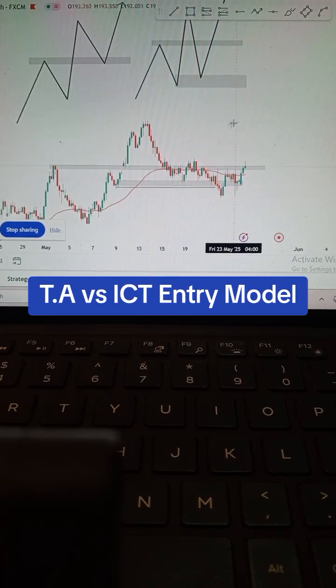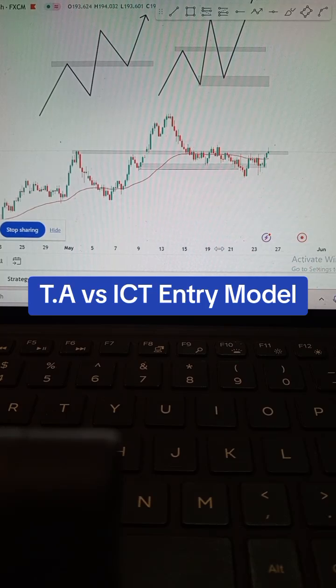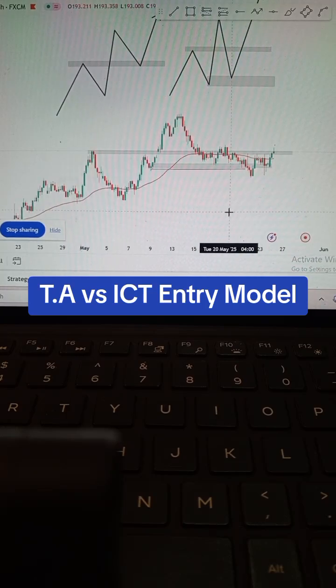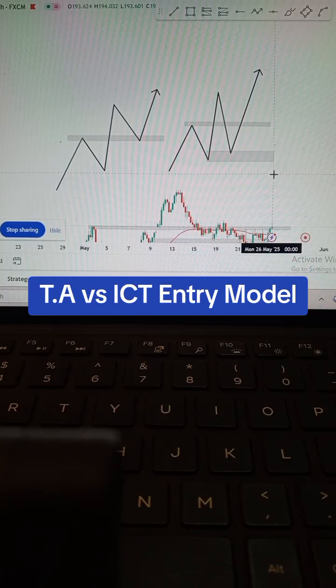So if you are looking for a buy entry, you want to be very careful on how you enter. You need extra confirmation to go in. So that's just what I want to say this morning. All right. Not just to say that ICT is better than technical analysis. No, they both work, but their entry pattern is quite different.